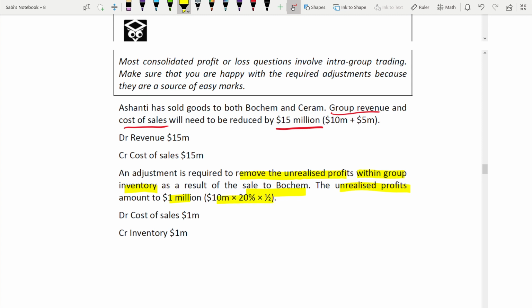How? This is the working. 10 million, 20%, half, because the total half remain unsold. That means half you have sold. Okay, and gross profit margin on 10 million. Why 10 million? Because you are only taking the sale which is to the Bokum or Bochem, whatever it is, the way you want to pronounce it. The first subsidiary, second subsidiary, that 5 we are not taking, because that is completely adjusted, completely sold off. But for Bokum, 50% is unsold, which means 50% he has sold. So half of 10 million, because 10 million is what they have sold, and 20% of it because gross profit margin is 20%. Okay, let us go back.